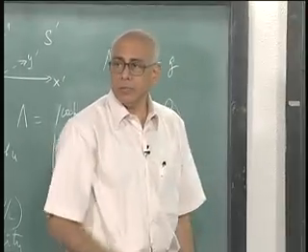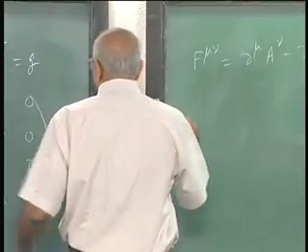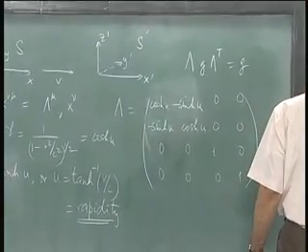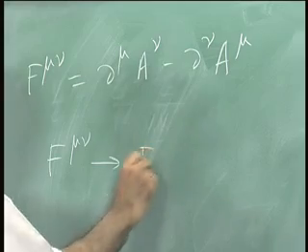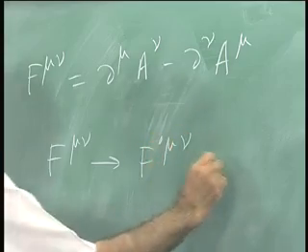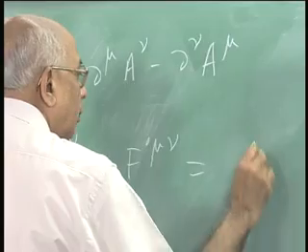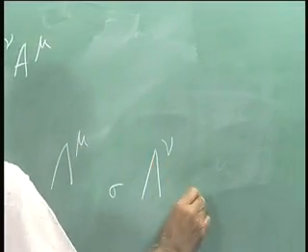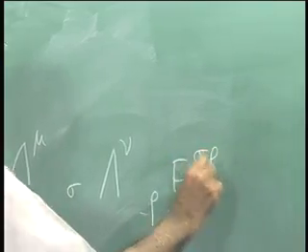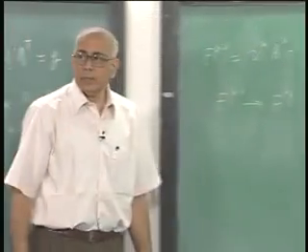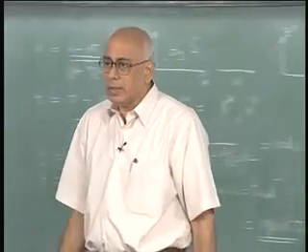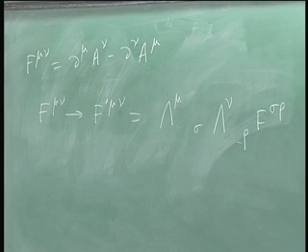Now under a Lorentz transformation given by a matrix lambda, F^{μν} goes to F'^{μν}, which is equal to Λ^μ_σ Λ^ν_ρ F^{σρ}. The index mu is like a vector index, so this is Λ^μ_σ, and so is the index nu, that is Λ^ν_ρ. That is the transformation equation, because each of these indices acts like a vector index and there is a lambda matrix corresponding to it, and you have to contract over sigma and rho.